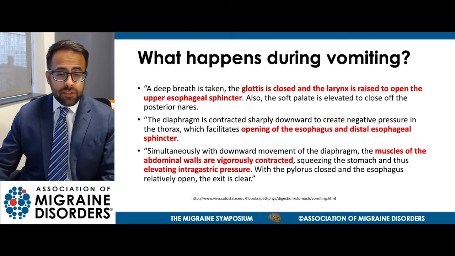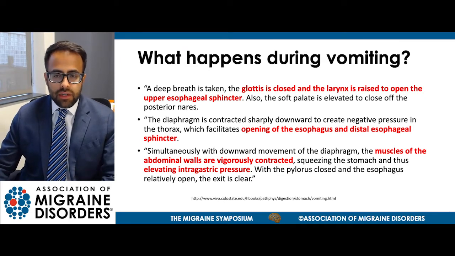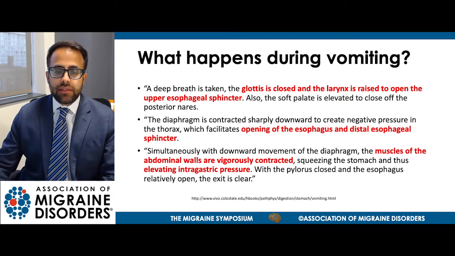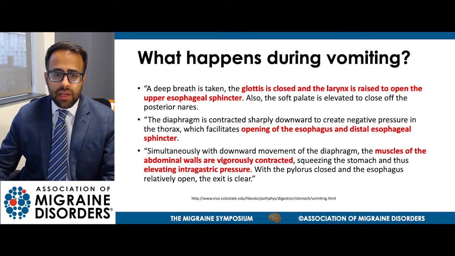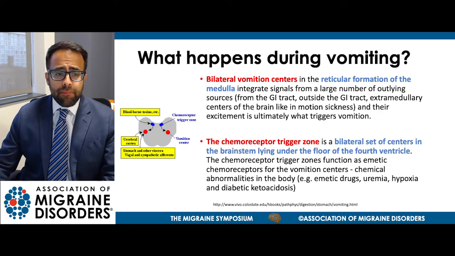So in terms of what happens during vomiting, it's a very highly regulated physiologic event. What happens during an episode of vomiting is you have a deep breath, the glottis is closed, and the larynx is raised in order to protect the respiratory tree from gastric contents and aspiration. You then have an opening of the esophagus, as well as a distal esophageal sphincter. While this is occurring, you have other muscles that are recruited, for example, in the abdominal wall, that squeeze the stomach and elevate intragastric pressure, which, with the conduit from esophageal relaxation, allows for contents to be expelled from the mouth. In terms of what happens during vomiting, bilateral emesis centers in the reticular formation of the medulla integrate various signals from different parts of the body in order to trigger emesis.